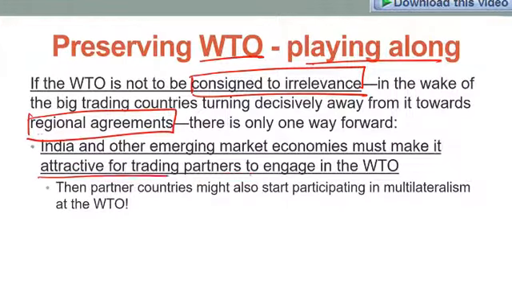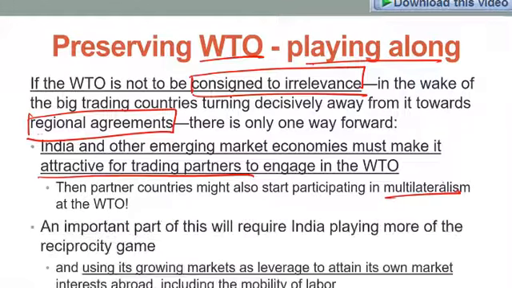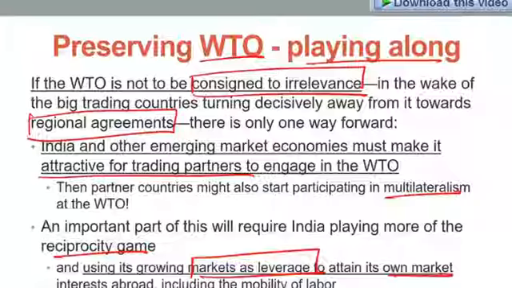We have to make it attractive for our trading partners to engage in the WTO. One way to make it attractive is, if you come and engage in the WTO, then you can enter India. Everyone wants to be able to enter India right now. That will give them an incentive to participate in the WTO process, and in multilateralism instead of regional cooperation. So we should be playing the reciprocity game. We should use our markets as leverage. India's market is very attractive for other countries now. We should use it as leverage, and that should allow us to attain our own market interests abroad.